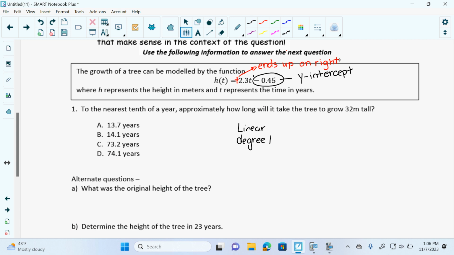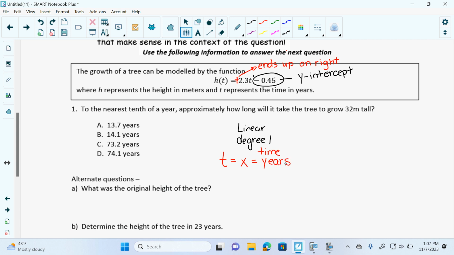So here it says, to the nearest tenth of a year, approximately how long will it take the tree to grow to 32 meters tall? This is what I do every single time when I get one of these questions. Do you see T? Where is T, in the X or Y spot? X. So I say T equals X to help myself out. And T is in years. So it's time in years.